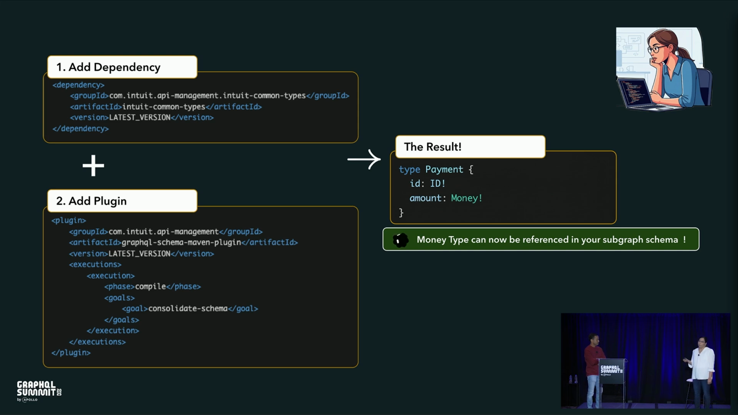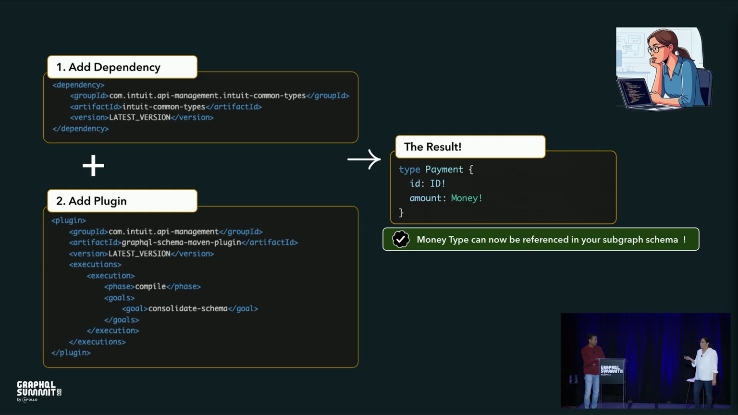Now, our API platform team provides some utilities specifically designed for importing and integrating shared types. The first step is to include the common types library as a dependency in your subgraph project. This includes the Money type, which is defined in the common types schema. The second step is to integrate the build plugin that we have implemented.